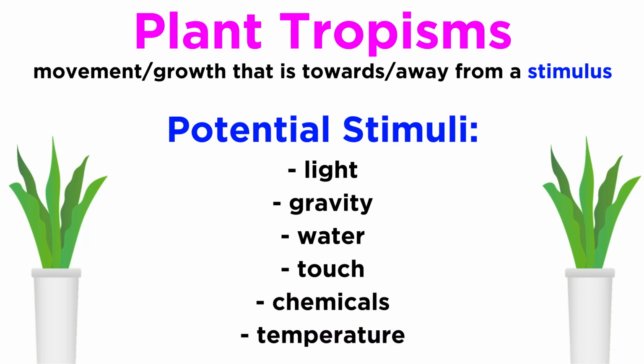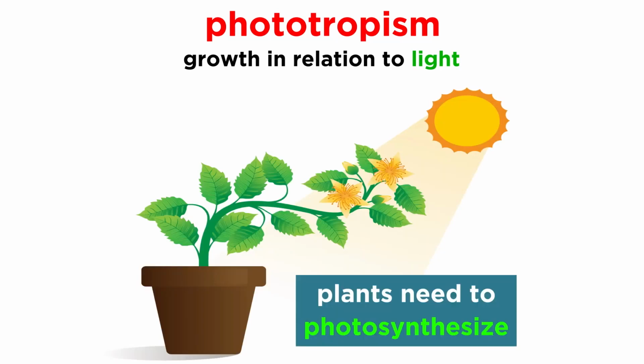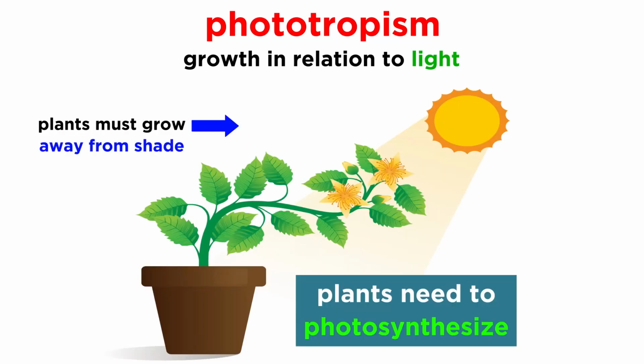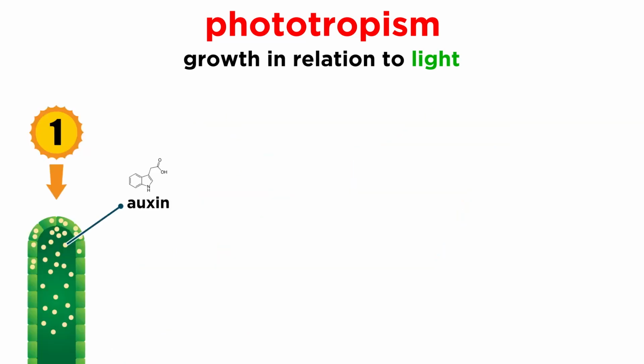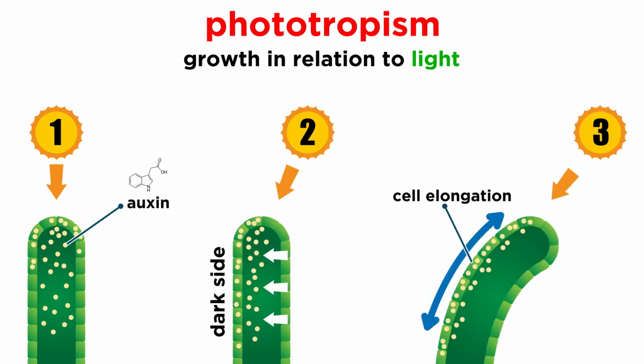Each of these stimuli has its own tropism, and plants can grow with positive or negative tropisms in relation to each of these stimuli. So let's go through them one at a time now. Phototropism is growth in relation to the presence of light. Since plants need light in order to photosynthesize, it's important that they grow away from shaded areas. When light receptors in a plant's cells sense light in a certain direction, they trigger the hormone auxin to elongate the cells on the dark side of the plant, such that it bends towards the light.